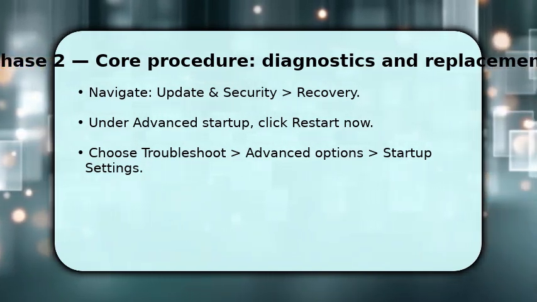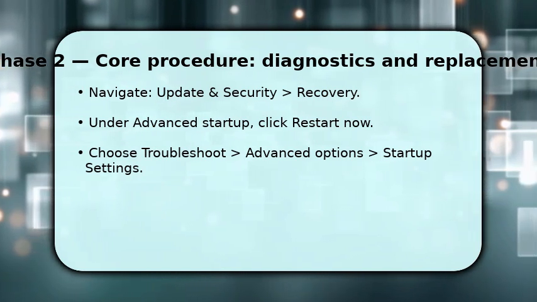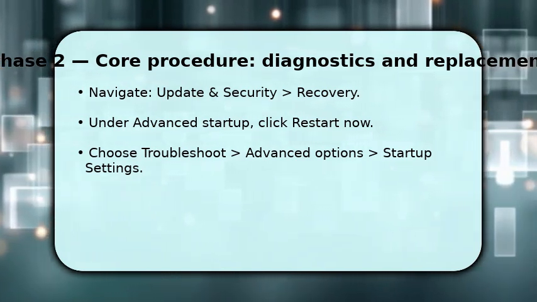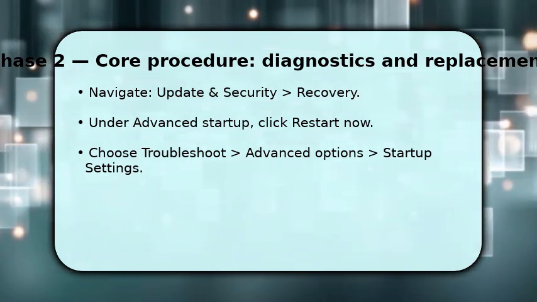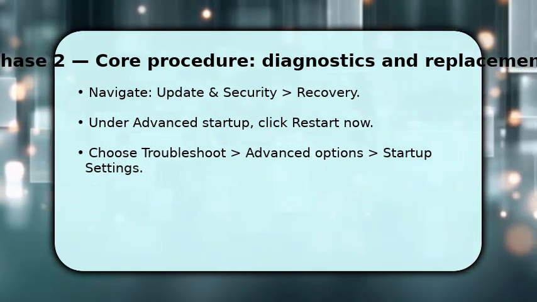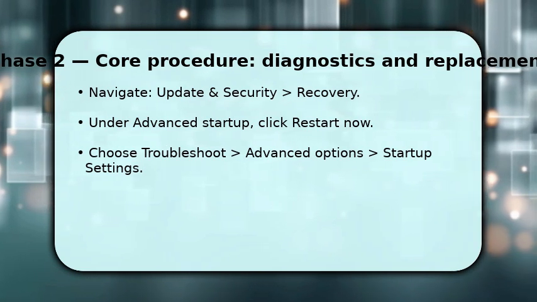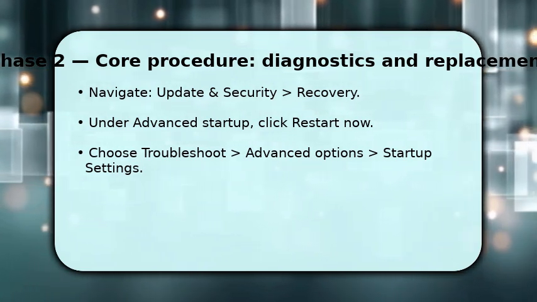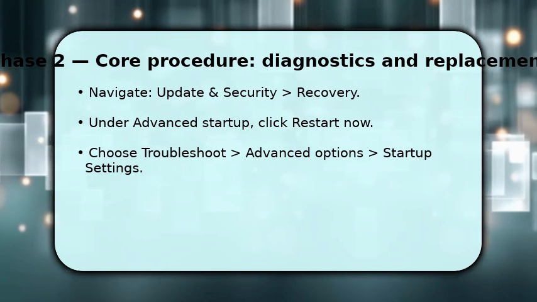Once in Recovery, click Restart Now under Advanced Startup so Windows reboots into a special menu. After the reboot, choose Troubleshoot, then Advanced Options, and finally Startup Settings. This sequence exposes safe mode choices because Windows needs to change boot parameters before loading drivers.